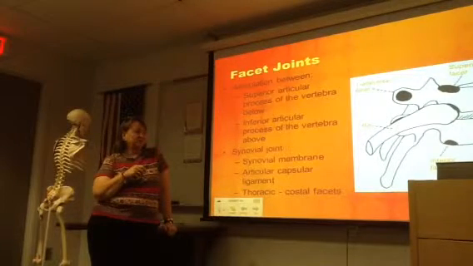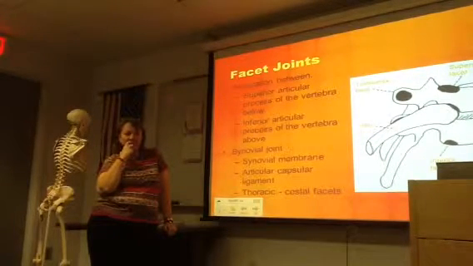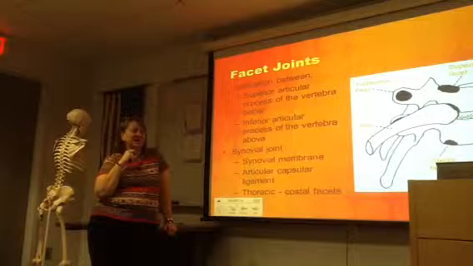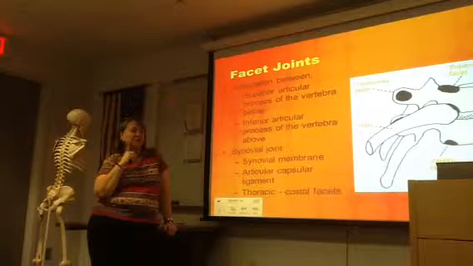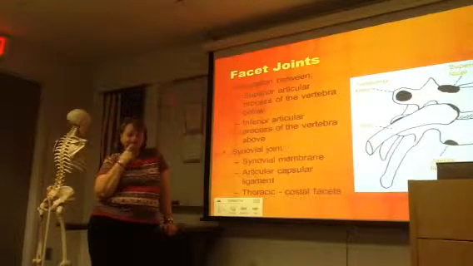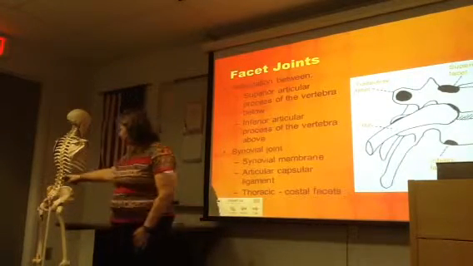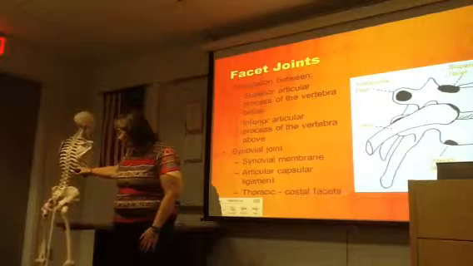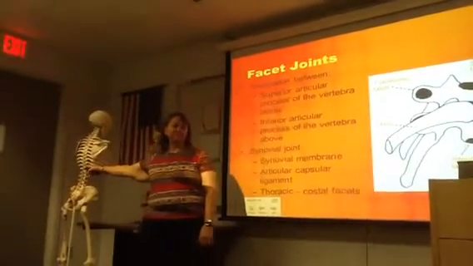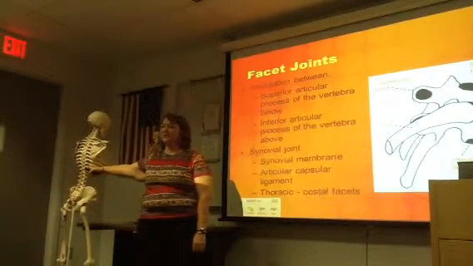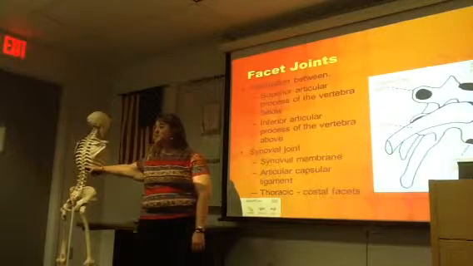It is a synovial joint. It does have a synovial membrane and an articular capsular ligament. Also in the thoracic area, so besides facet joints, in the thoracic area, you're going to have what we call costal facets. In other words, connections for your ribs.